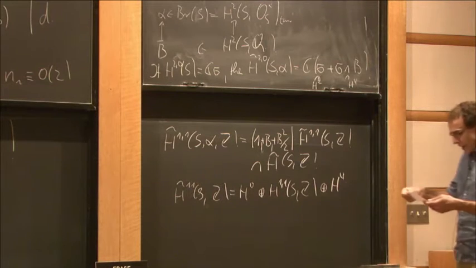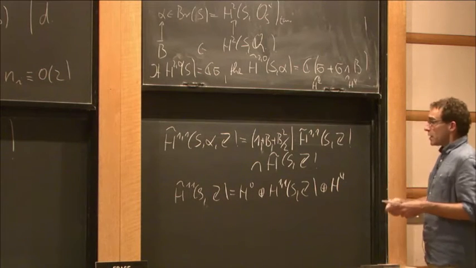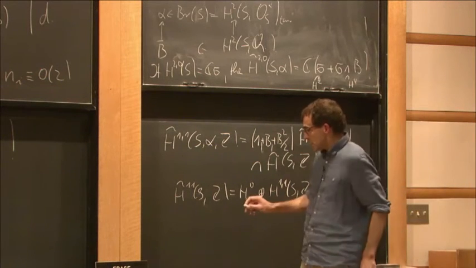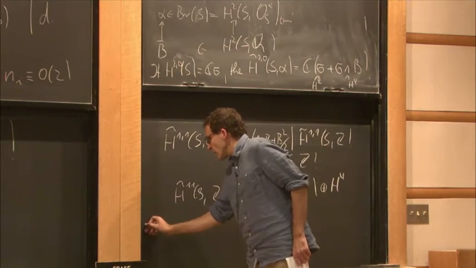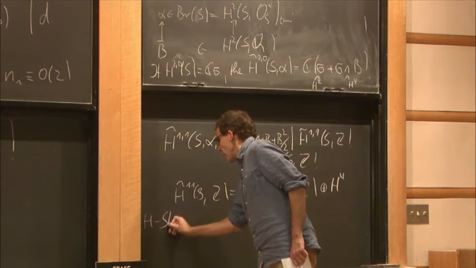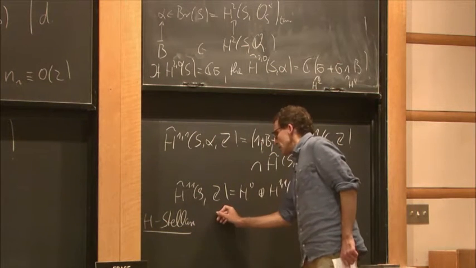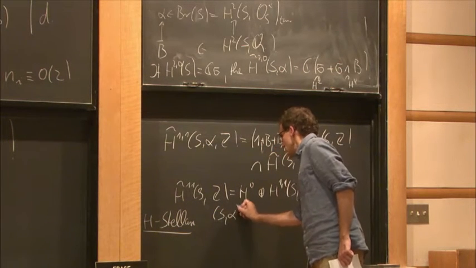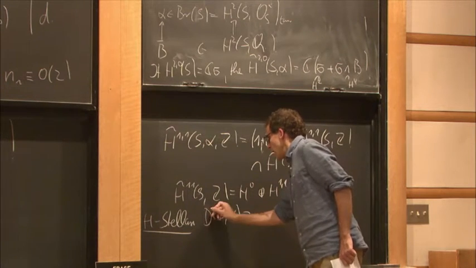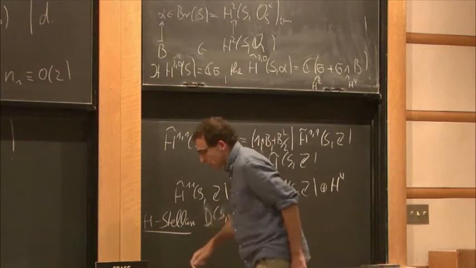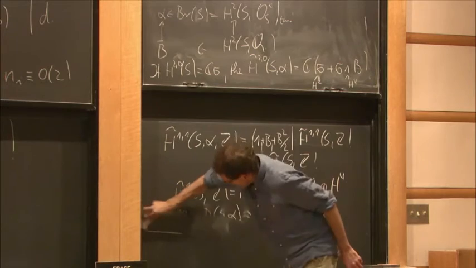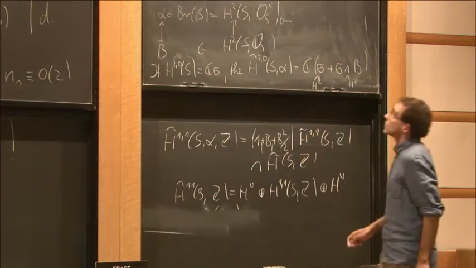Okay, but in any case, the theorem then is a theorem we prove with Stellari that two K3 surfaces. Before, I should have said something about this twisted category.